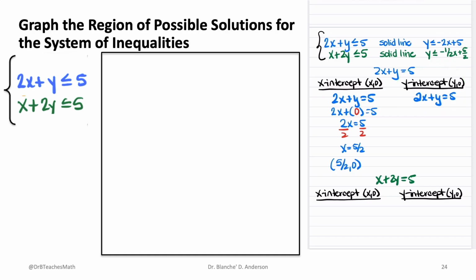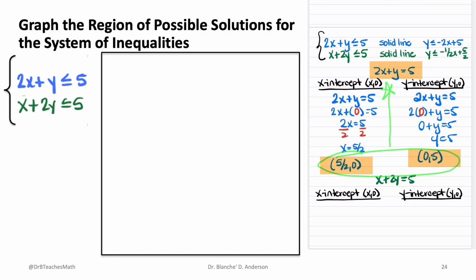And then same thing over here to find the y-intercept. We set x equal to 0 and then solve for y. The x is 0 this time, so we have 0 plus y equals 5. So we got y equals 5. That was very easy. So when x is 0, y is 5. These are our points for this line.